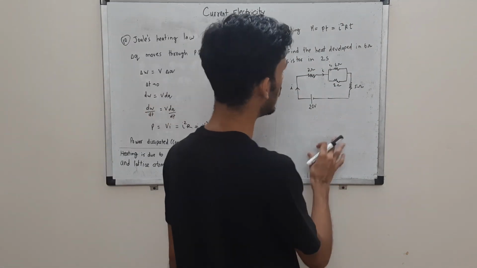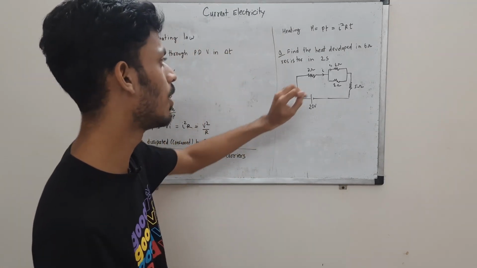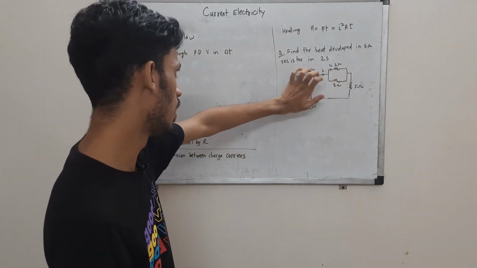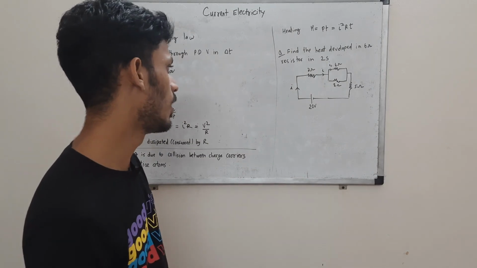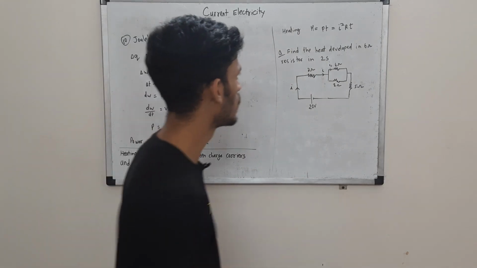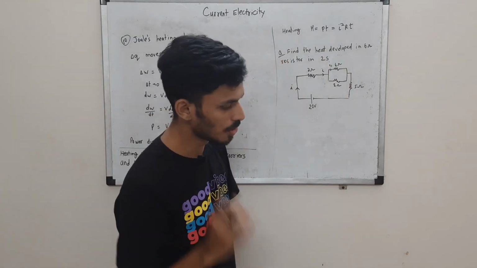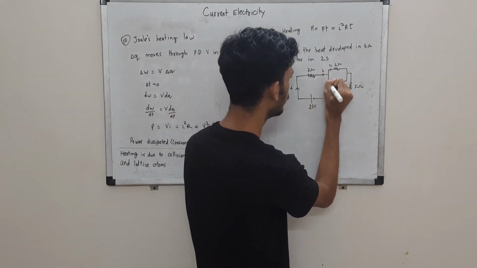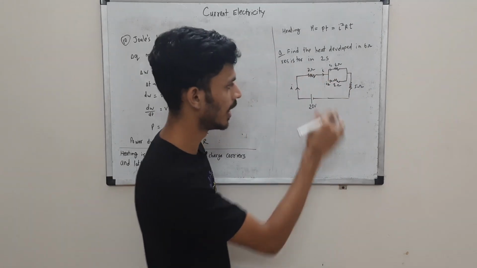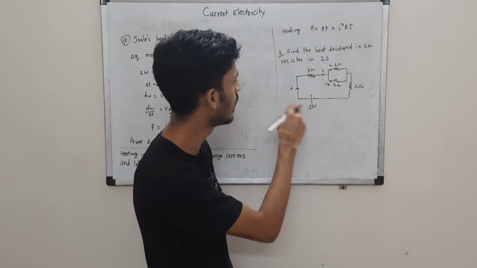So let us find the heat which is developed here in the 6 ohm resistor in 2 seconds. Let's try to solve this question. We are supposed to find heat in the 6 ohm resistor, so we'll need the current over there. Let us assume that the net current that is coming out of this battery is I.